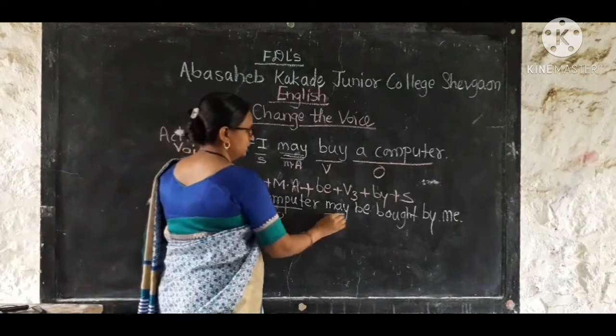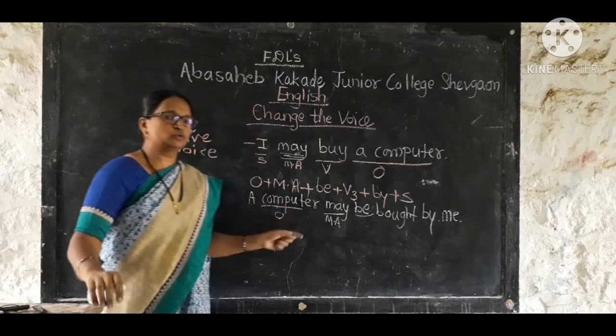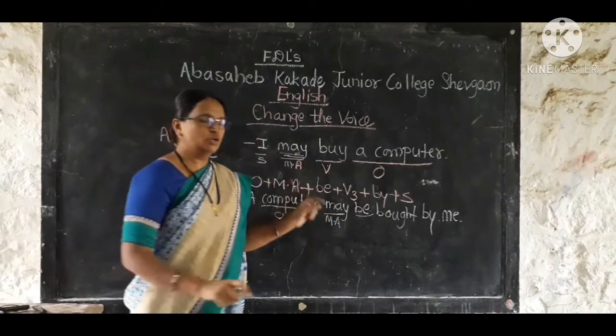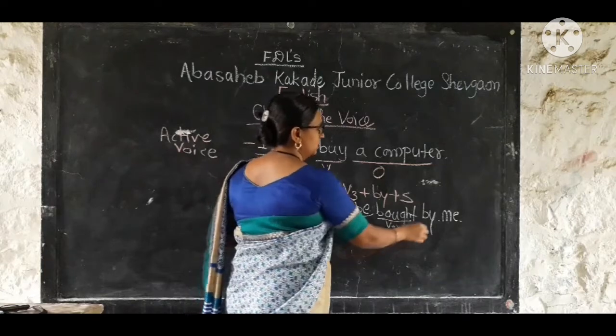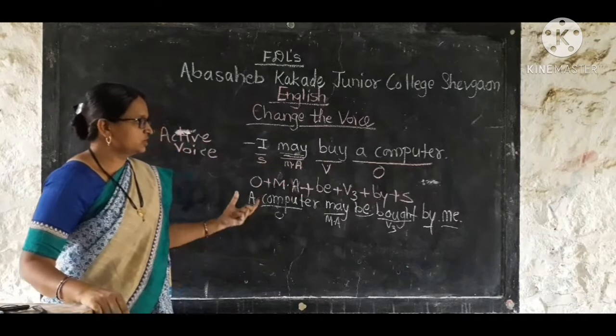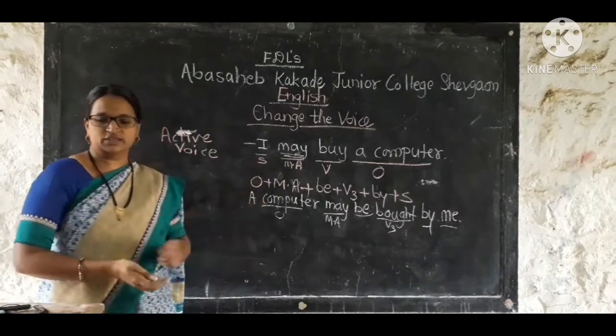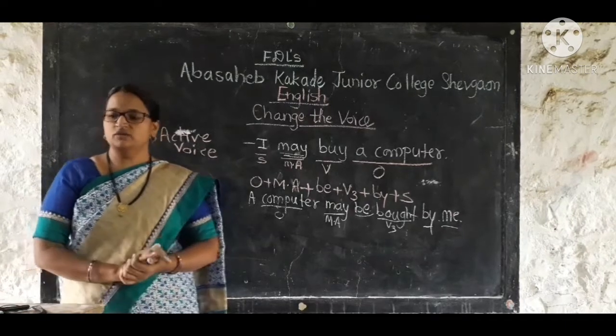Object. May is modal auxiliary. Then we have used, as we have to change the sentence into passive, we use be. Then third form of the verb V3, by plus me. So this is how we have to change the sentence having modal auxiliary into passive voice.